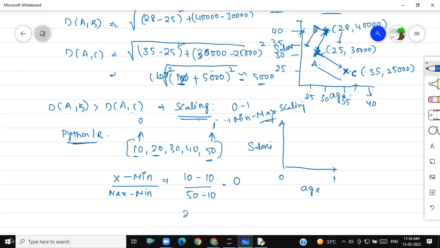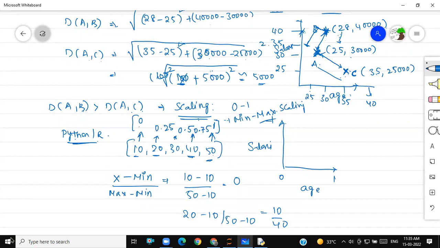For example, take 20. 20 minus 10 divided by 50 minus 10 is 10 by 40, which becomes 0.25. Like this, it is going to happen. Whenever we take 30, it is 30 minus 10, which is 20 by 40, which is 1 by 2, which is 0.5. Then 40 gives 30 by 40, which is 3 by 4, which is 0.75. So whenever we apply min-max scaling, 10 comes to 0, and 50 comes to 1.